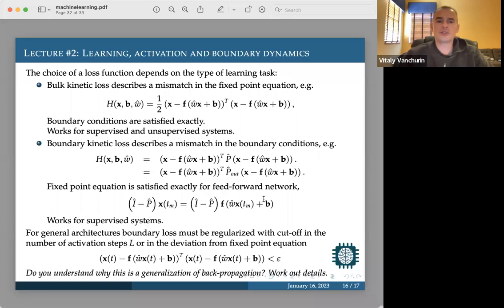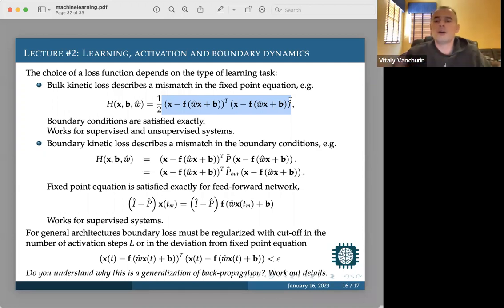So for the bulk loss, we have the boundary conditions that are satisfied exactly, and the fixed point equation is not satisfied exactly, so that is where all of the error is, right? You fix your boundary conditions, you don't change them, but you allow arbitrary trajectories in the bulk to change. And that works well for both supervised and unsupervised learning systems because everything is defined inside of the bulk. It doesn't depend on the boundary. There are no output neurons. One example, you say, well, whatever you do, make sure that each neuron classifies. Great.